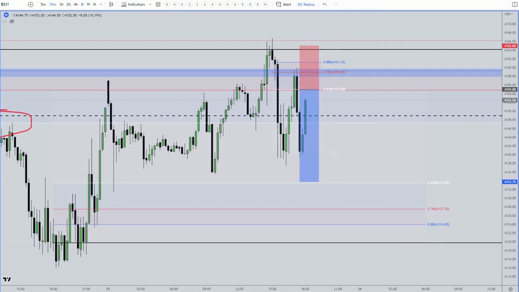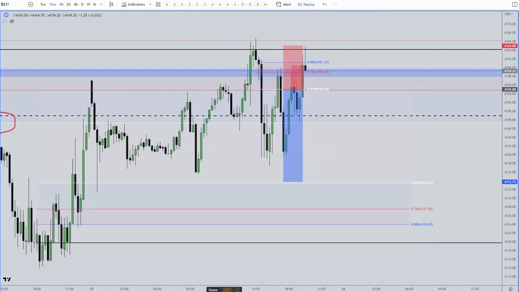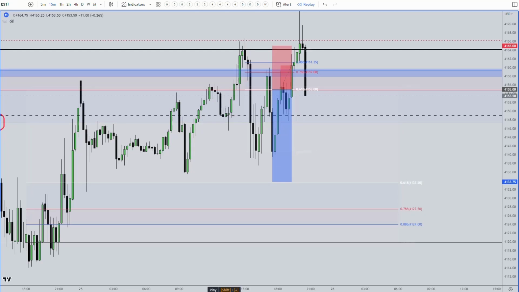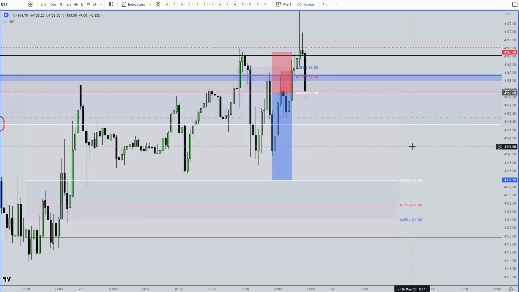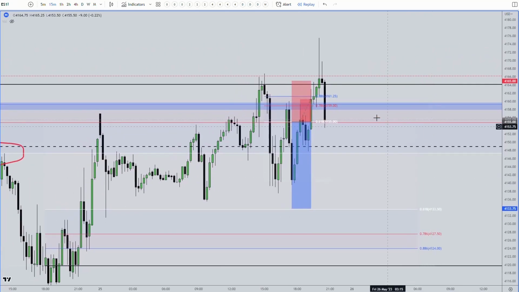So let's continue with the chart, playing forward, and then you can see here that indeed my stop loss got hit and I was taken out of the trade.